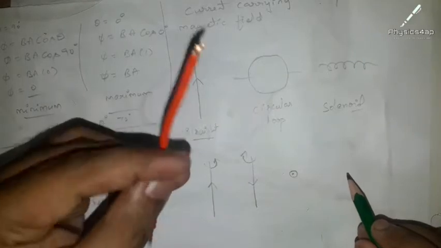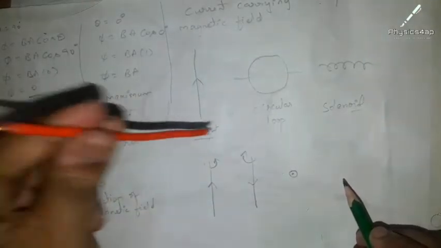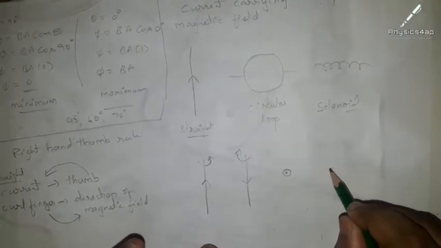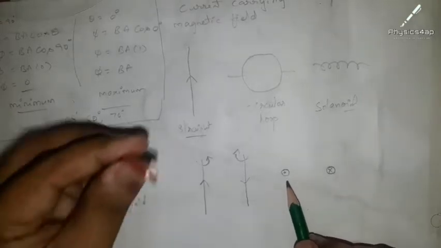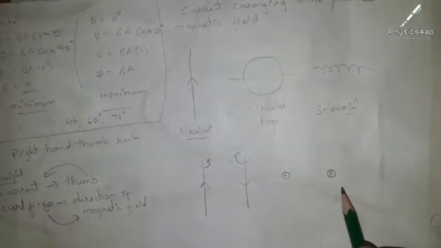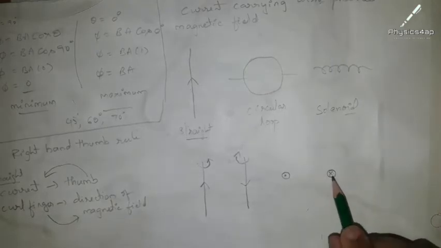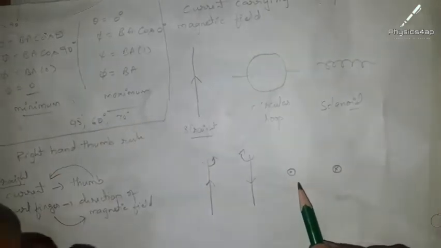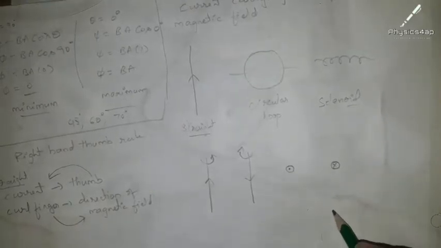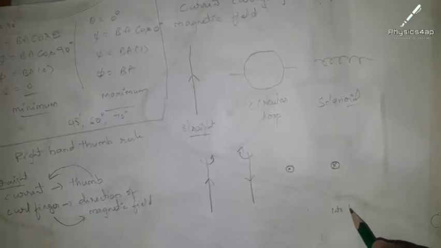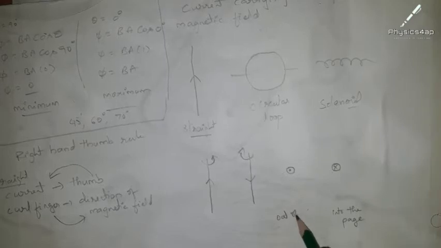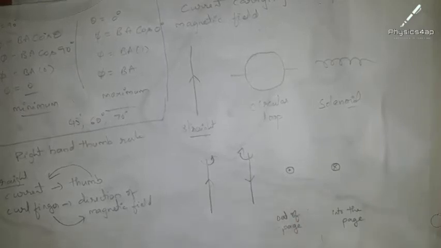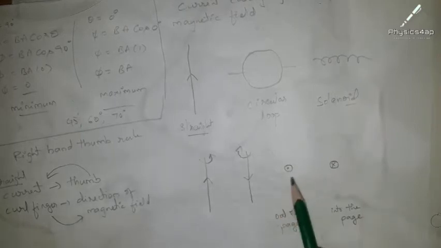And if the current is moving in downward direction, that is moving down, it is represented as a cross into the page. Don't forget that dot is upward, out of the page, and into is the down of the page. How can you remember it clearly? Into means into the page and dot means out of the page.